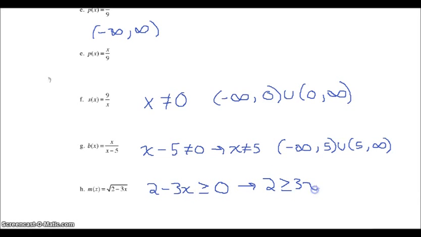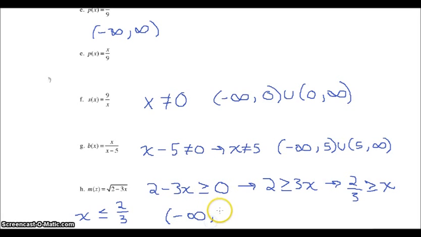there's more ways than one to do this. But then dividing by 3, we see that 2/3 is greater than or equal to x. The better way to look at that is x is less than or equal to 2/3. Meaning our domain is all the real numbers less than or equal to 2/3. Here's the interval notation.